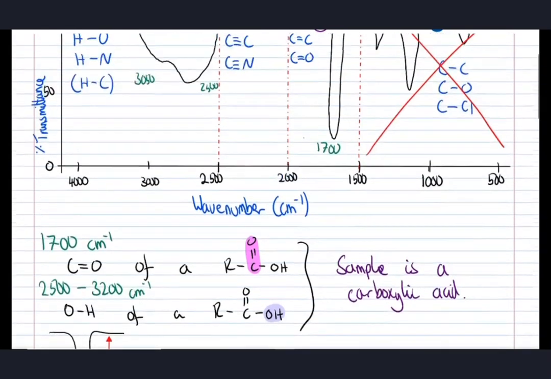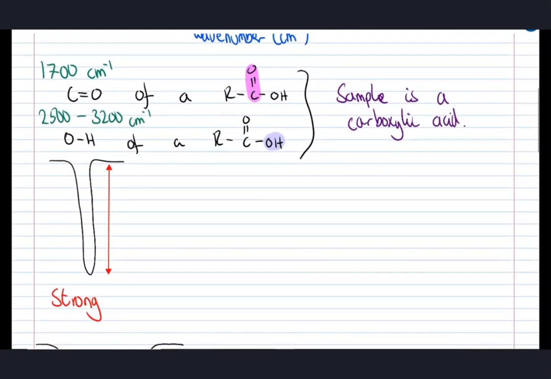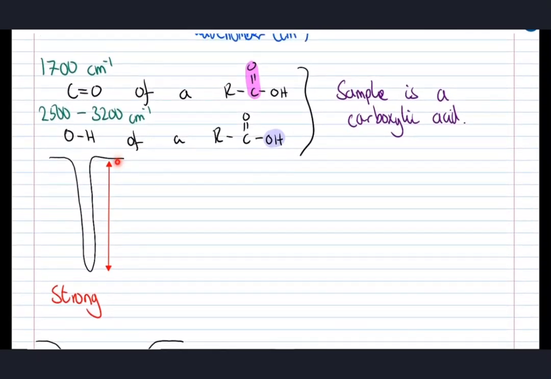Now, it's worth having a think about why the peaks look different. Here we have one that's long across but not very long down. Here we have one that's very narrow but very, very sharp, very long down. The first peak to talk about is a strong peak. This indicates that the bond is polar.